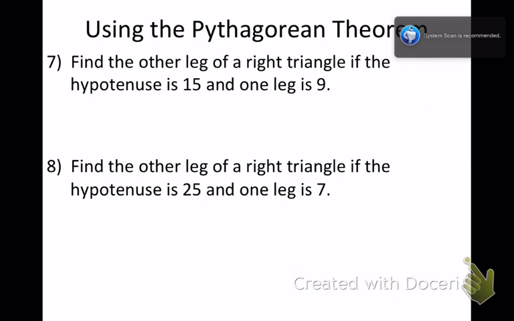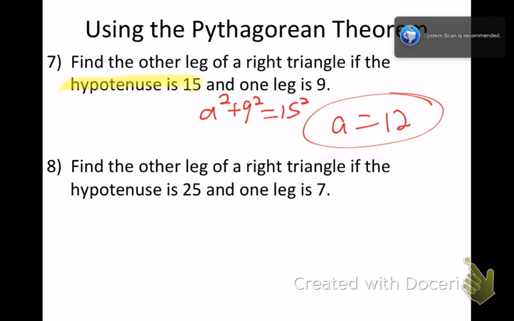Take a couple seconds. Try number 7 and 8 on your own now. Jake O'Connor, number 7. What'd you do here? So you did a squared plus 9 squared equals 15 squared. Nice, because recognize it gave us the hypotenuse. When you do that, what do you get for an answer then, Jake? A equals 12. Nice job, because you have to subtract to the other side and solve.